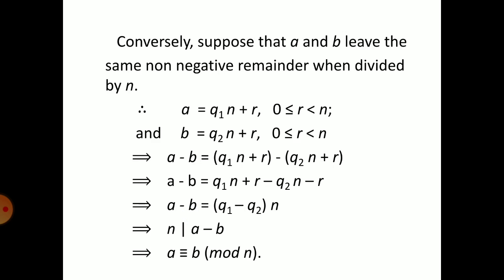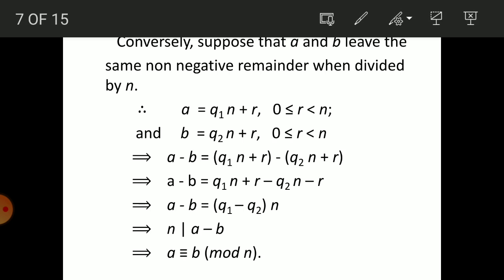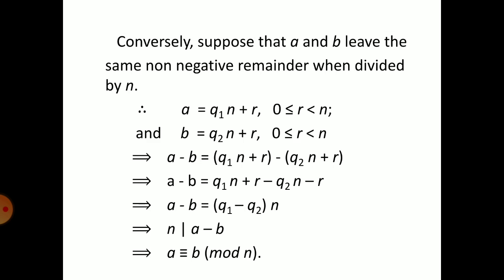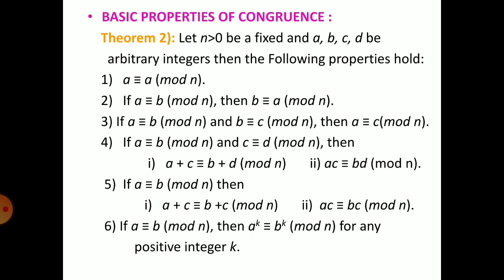We get a minus b is equal to q1 minus q2 into n. Okay? That means n divides a minus b, because a minus b is equal to q1 minus q2 into n. That is, there is no remainder. That means perfect division. Hence n divides a minus b, and n divides a minus b in the form of congruence can be written as a is congruent to b mod n. This completes the proof of the theorem.